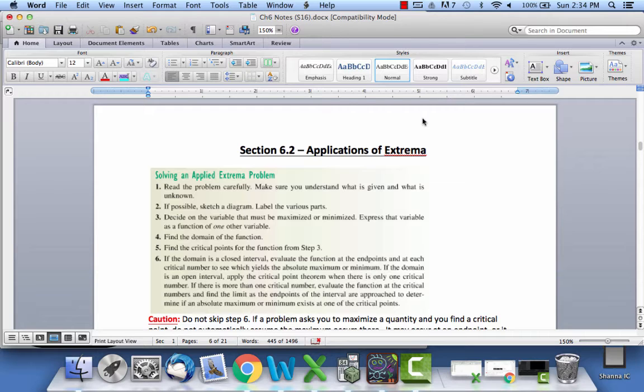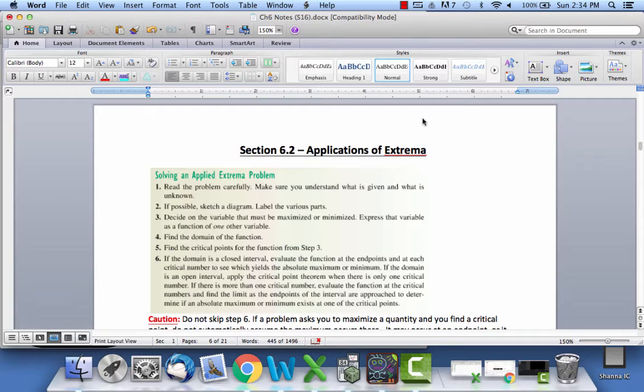So first you read the problem and you figure out what it is you're trying to optimize. Whatever you're trying to minimize or maximize, that's what you want that thing equal to, and then that written as a function. Sketch a diagram when it makes sense to do so.